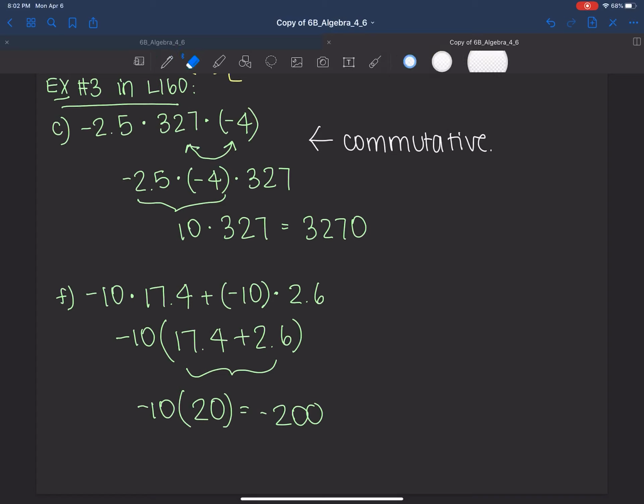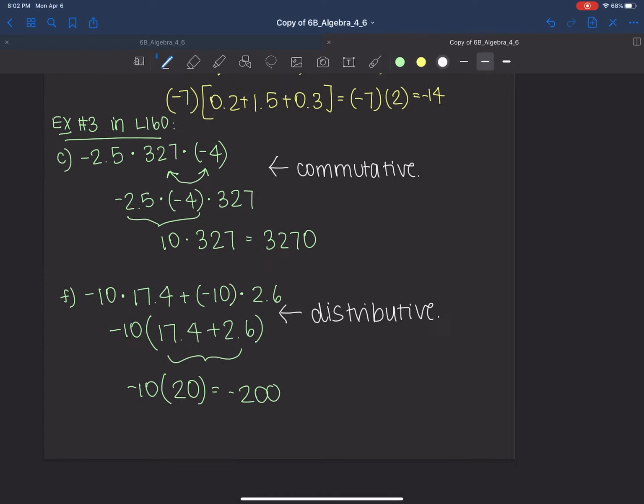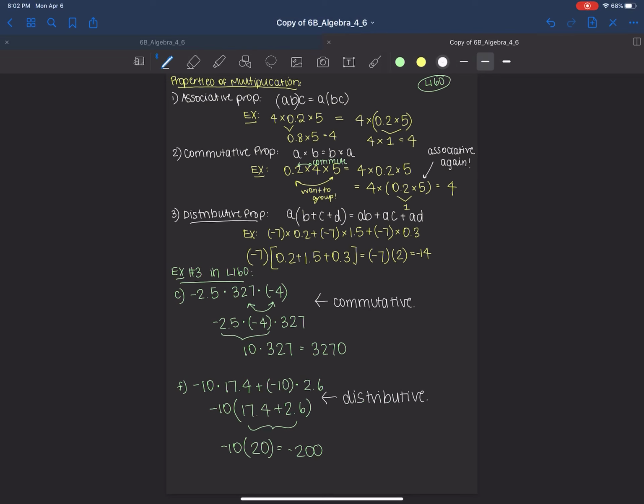These are 2 examples where the properties really came in handy for us. I'm just going to make a note that this is the distributive property. Cool. So I'm just going to zoom out of here for a second. Can recap the properties.